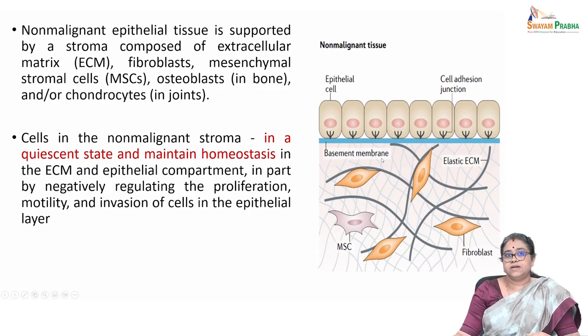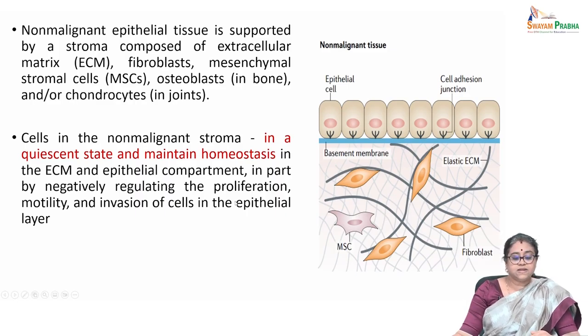So the non-malignant epithelial tissue is supported by a stroma. So what you see here is a stroma, and it is composed of the extracellular matrix. This pink one here, the background, is basically your extracellular matrix. And then you have the fibroblasts here, and then you have the mesenchymal stromal cells. And if it is going to be a bone tissue, then you will have osteoblasts. And if it is going to be a cartilage, then it will be chondrocytes. So the tumor microenvironment's composition also will change depending upon the organs.